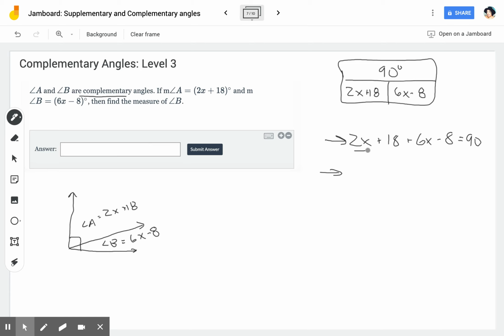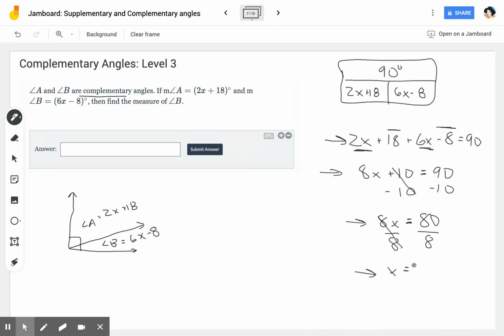When I combine my like terms, I have 8x, 18 minus 8 is equal to positive 10 is equal to 90. When I subtract both sides by 10, I get that 8x is equal to 80 degrees. And then when I divide both sides by 8, I get that x is equal to 10.